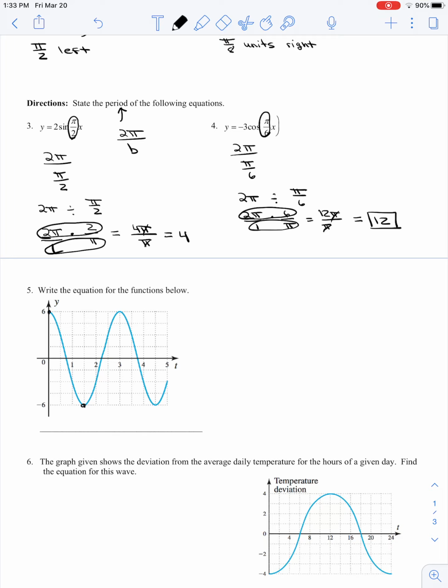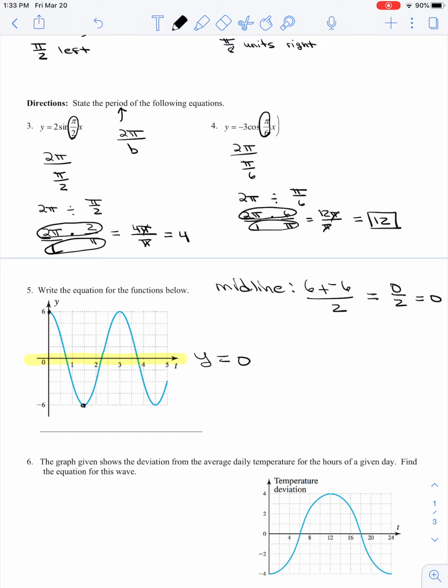So if I want to find the midline, I would average those two numbers. So 6 plus -6 divided by 2. So that would be 0 divided by 2, which is 0. So the equation of the midline is y equals 0. So that means my function hasn't been shifted up or down at all. If I want to draw my midline in, I can. Here is my midline, and it's y equals 0.